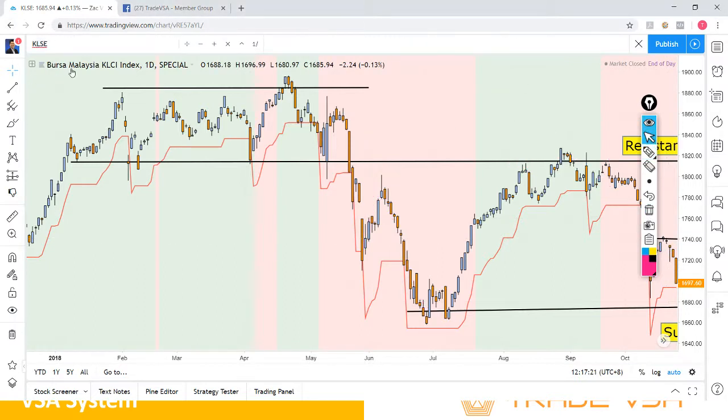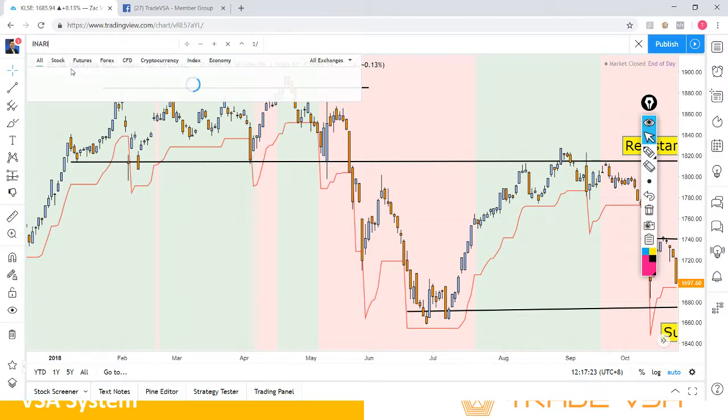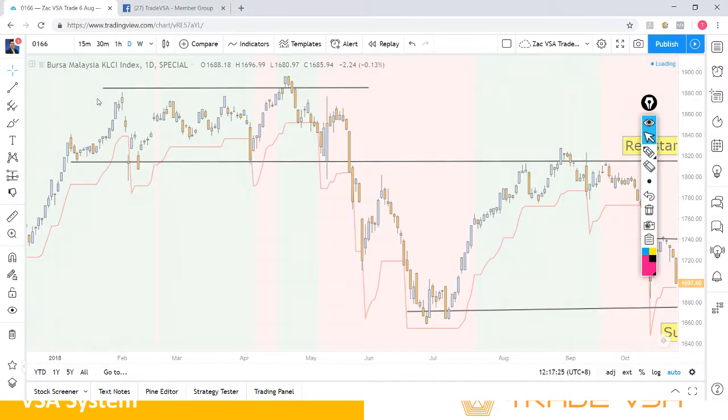We move on to another stock that has very similar patterns. Inari.